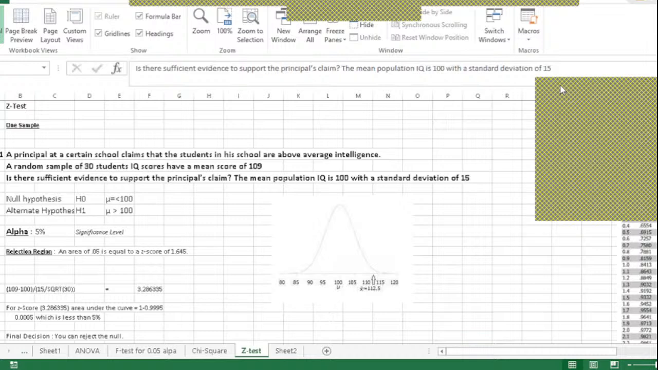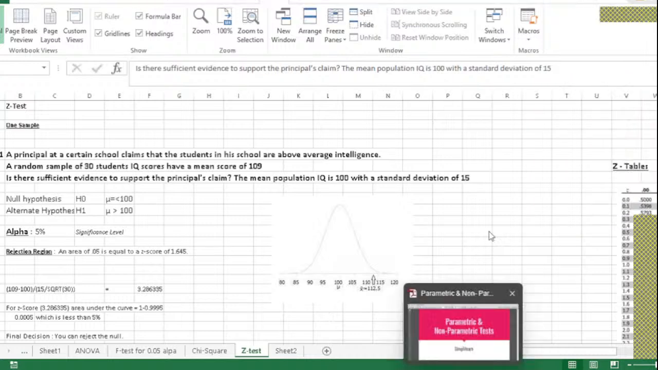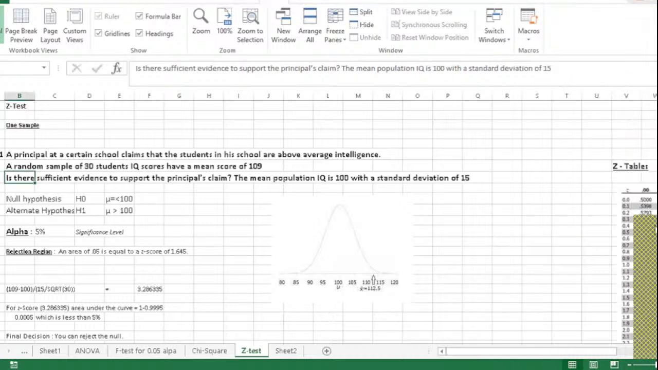Okay, all of you can see my screen? Right, so today we are going to do this z-test. Yesterday I showed you how to conduct a z-test, but in R you don't have to follow those steps. You don't even have to look at the z-tables, right? These tables.